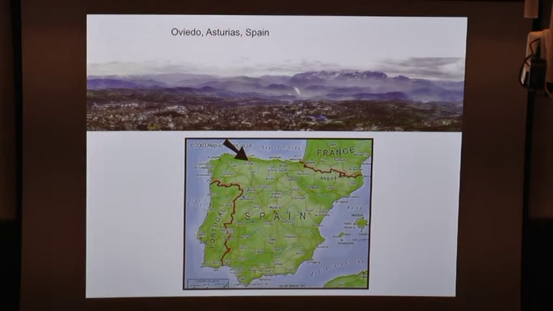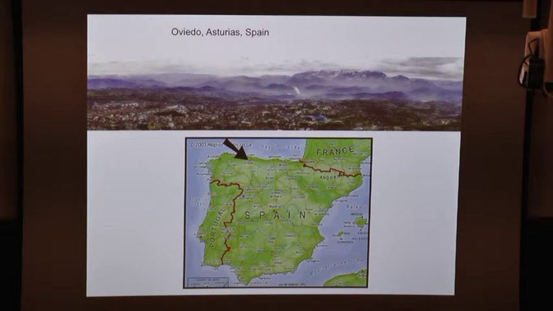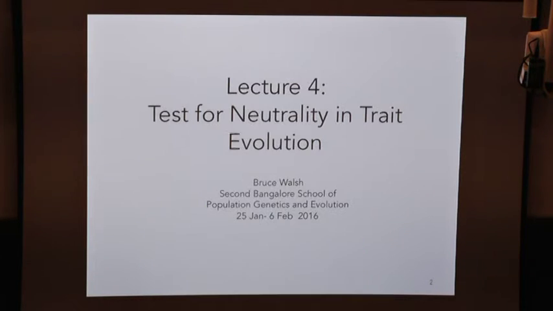You go out and look at a population, and what you see is that the population has diverged over time. There are many ways we can look at this. The question is, what do you need to determine whether that divergence is due to drift or something else? The topic here is tests for neutrality in trait evolution.